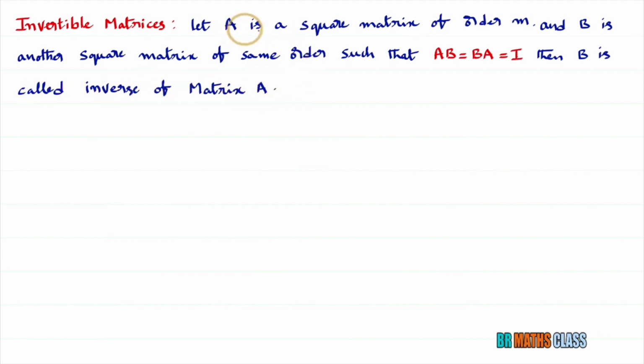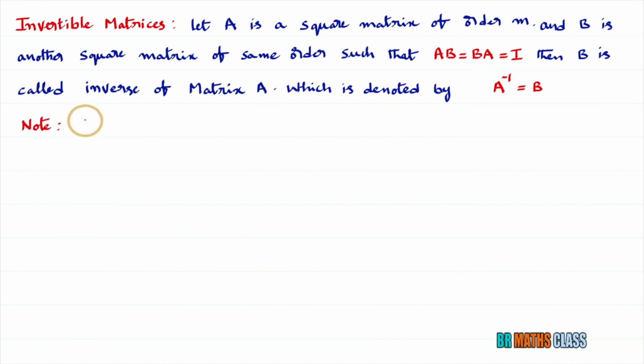Try to understand. A is a square matrix of order m and B is another square matrix of the same order such that AB equals BA equals I. Then this B is called the inverse of matrix A, which is denoted like this. B is called the inverse of A, inverse of A is denoted like this. We say that A inverse equals B.